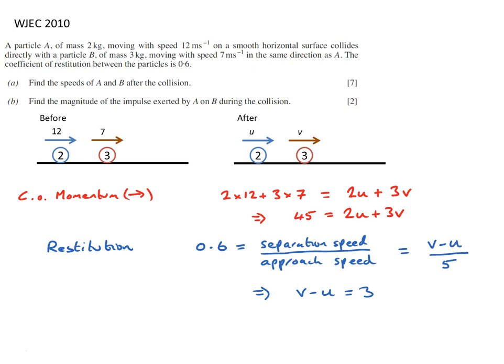So we've now got a pair of simultaneous equations, which we can solve, probably using our calculator, to obtain U equals 7.2 and V equals 10.2. So the speed of A after the collision is 7.2 meters per second, and the speed of B after the collision is 10.2 meters per second. The fact that both of these are positive means that I have got the directions of the final speeds correct in my initial diagrams.